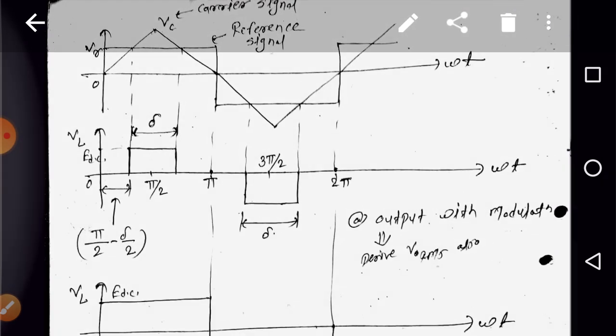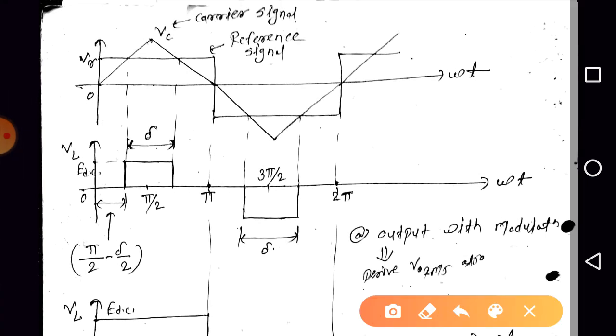Now let us discuss the single pulse modulation technique. Here the reference wave is a square wave, and the carrier wave is a triangular wave. VC is nothing but the voltage of the carrier wave, VR is nothing but the voltage of the reference wave, right? Now these two waveforms are the input to the comparator circuitry or the comparator block. The comparator will compare the magnitudes of VC and VR, where VC is the carrier wave voltage and VR is the reference wave voltage.